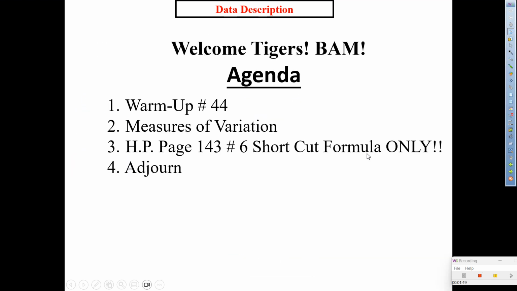Copy the agenda. Warm up number 44, measures of variation. Tonight's home play, page 143, number 6, using the shortcut formula. You're like, what? Oh, yeah. Last week and throughout, we've been using our formulas. We introduced formally the formulas last week, but we've been doing the process all throughout the school year. Today we're going to transfer that to the shortcut formula.